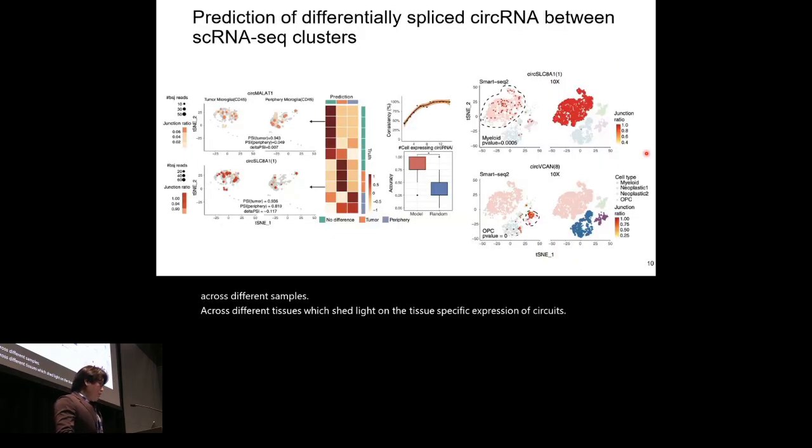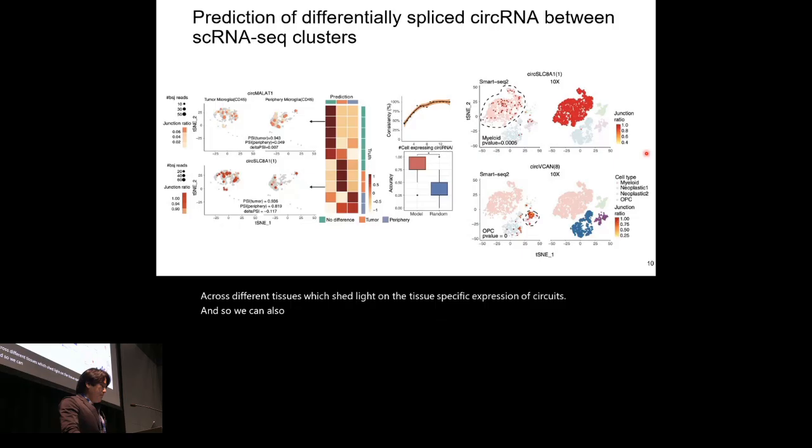And so we can also use this CIRI-Deep-A model to predict the DSC between cell clusters. For example, we applied our model to the 10x Genomics data, which successfully identified the cell type specific circRNAs that are sporadically detected in the corresponding bulk data.